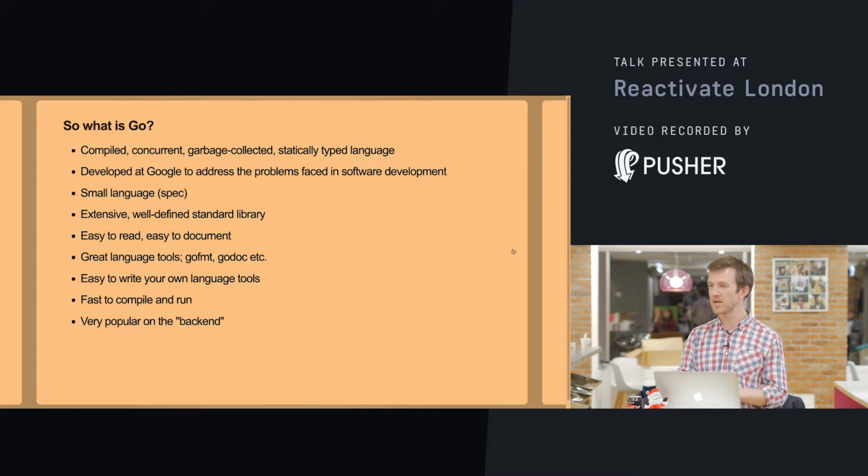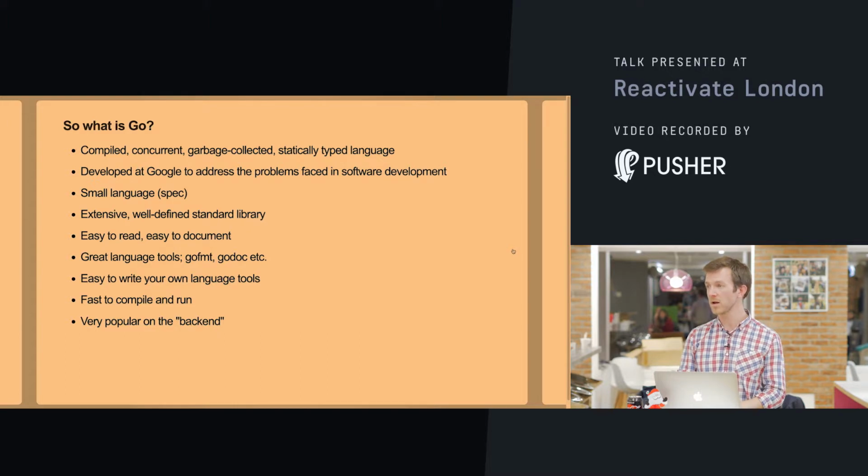As I said, it's because the language is much smaller, it's very much easier to write your own language tools. For example, if you want to write a code generator, it's very easy to parse some Go code that you have and then do some code generation off the back of that. The packages that are in the standard library make that extremely easy to do and easy to understand as well.